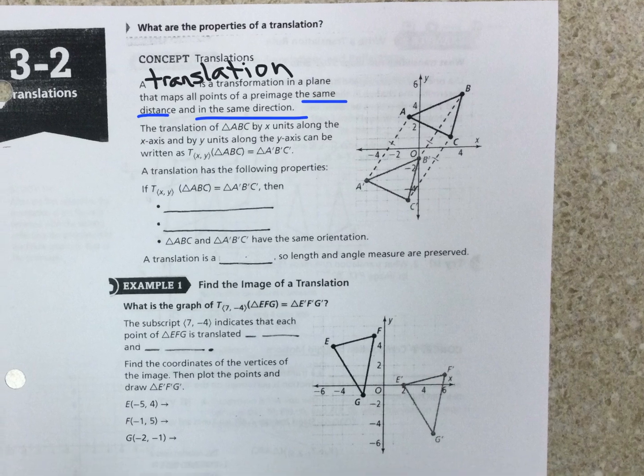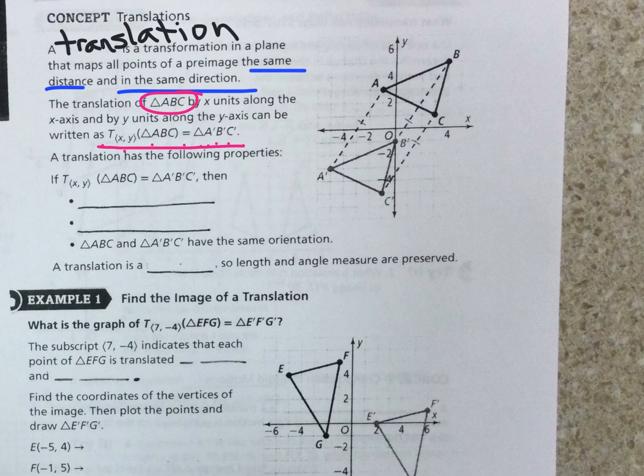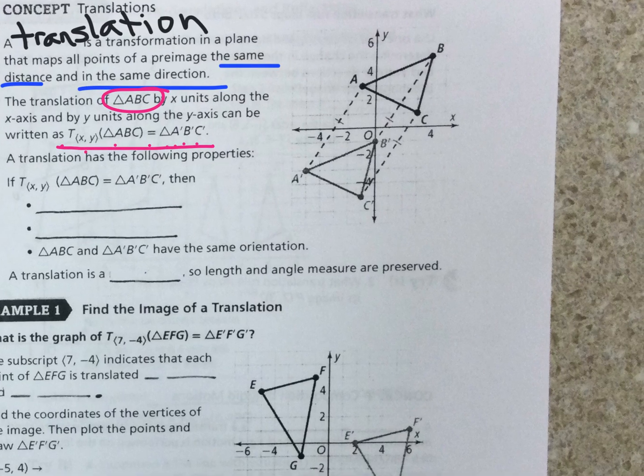So if we look over here, a translation of triangle ABC along the x-axis and the y-axis can be written, and we read that as translation XY, right? That's going to tell you the distance you're moving it, of triangle ABC results in triangle A prime, B prime, C prime. Now, a big deal here is to pay attention to which one is the pre-image. All right, so right here is the pre-image.